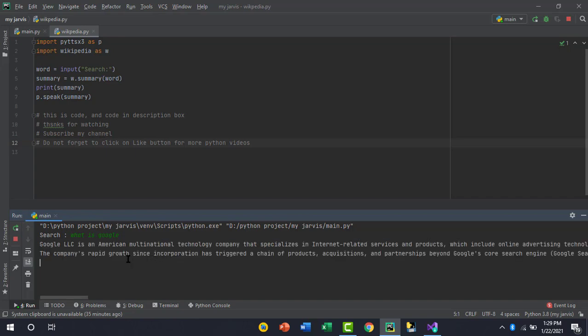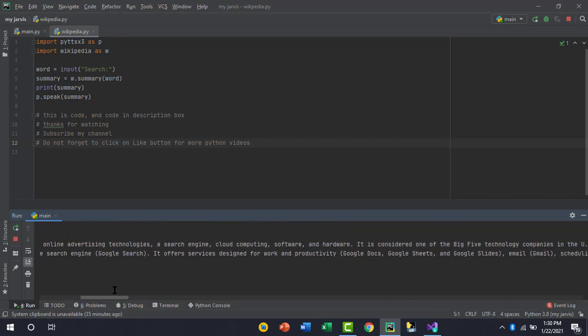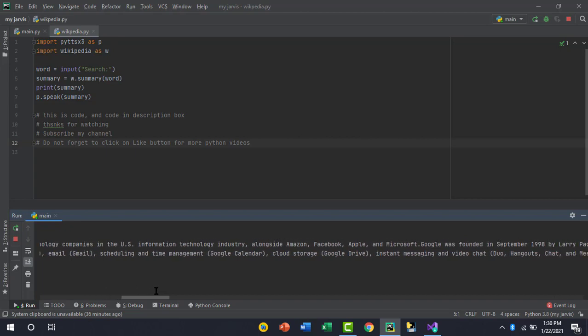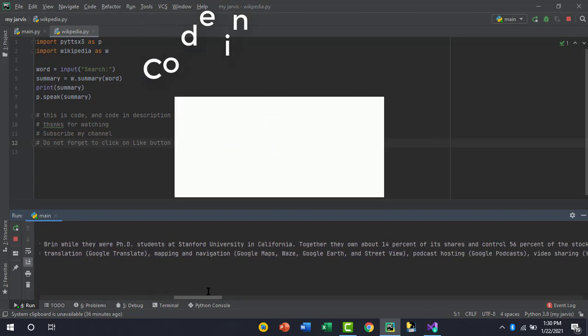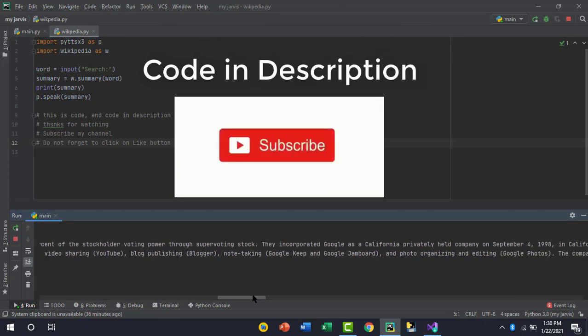Google LLC is an American multinational technology company that specializes in internet-related services and products, which include online advertising technologies, a search engine, cloud computing, software, and hardware. It is considered one of the Big 5 technology companies in the US information technology industry, alongside Amazon, Facebook, Apple, and Microsoft. Google was founded in September 1998 by Larry Page and Sergey Brin while they were PhD students at Stanford University in California.